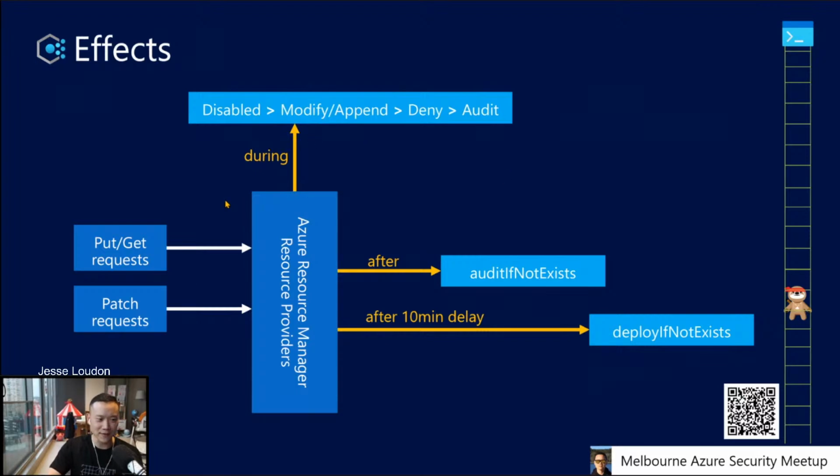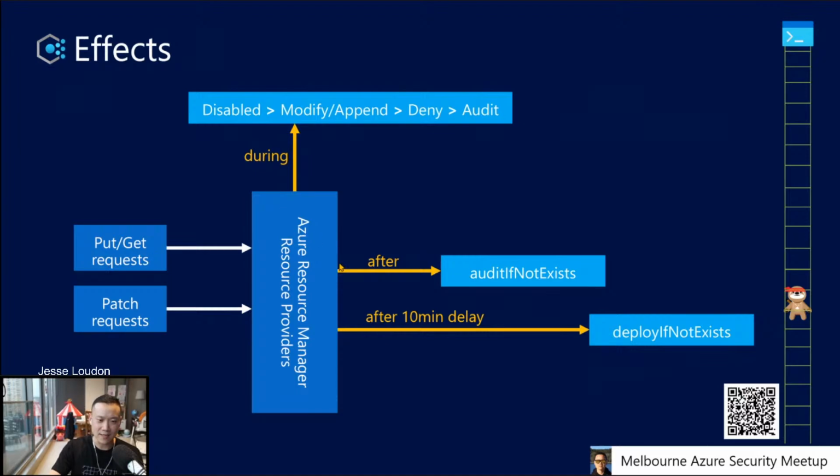Yeah, so with effects, on the left here, we start with put and get requests coming to the Azure Resource Manager, and there's also patch requests, which I think is specific to, say, tag values changing. So mainly put and get requests come to the Azure Resource Manager. You might be creating a storage account or updating a storage account. If your policy has an effect, such as modify, append, deny, or audit, then that effect happens during the put and get request.